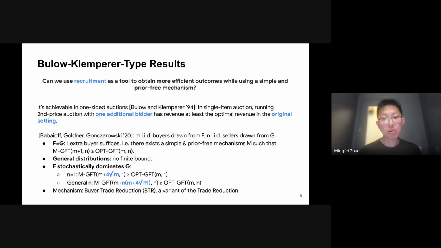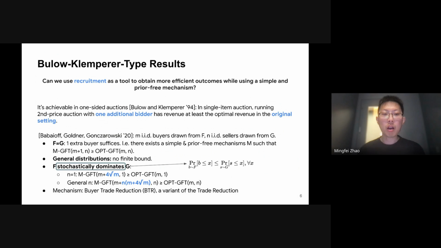Then they study a special but very natural assumption, which is called stochastic dominance. Here is the formal definition, but intuitively you can think of it as the buyers' values generally being larger than the sellers' values. Under this assumption, they show an upper bound on the number of buyers recruited to beat the opt. When there is a single seller, they prove that roughly square root of m buyers suffices, and for a general number of sellers, the number is on the order of n times m.